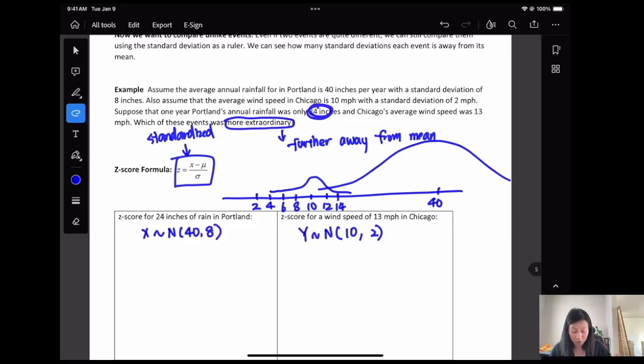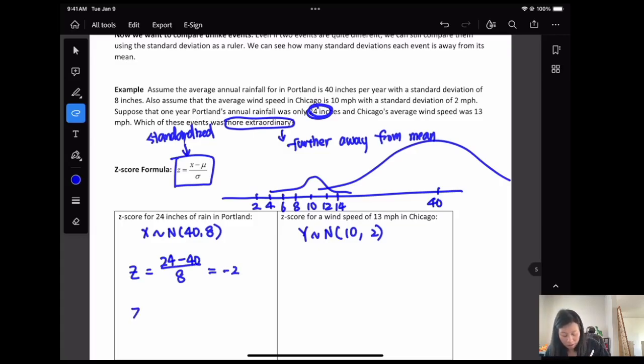Okay, so now Portland is 24 inches. We know that that year is 24 inches, so our x is equal to 24. So the z-score for Portland in that specific year is 24 minus the mu, which is 40, and then divided by 8, which is equal to -2.